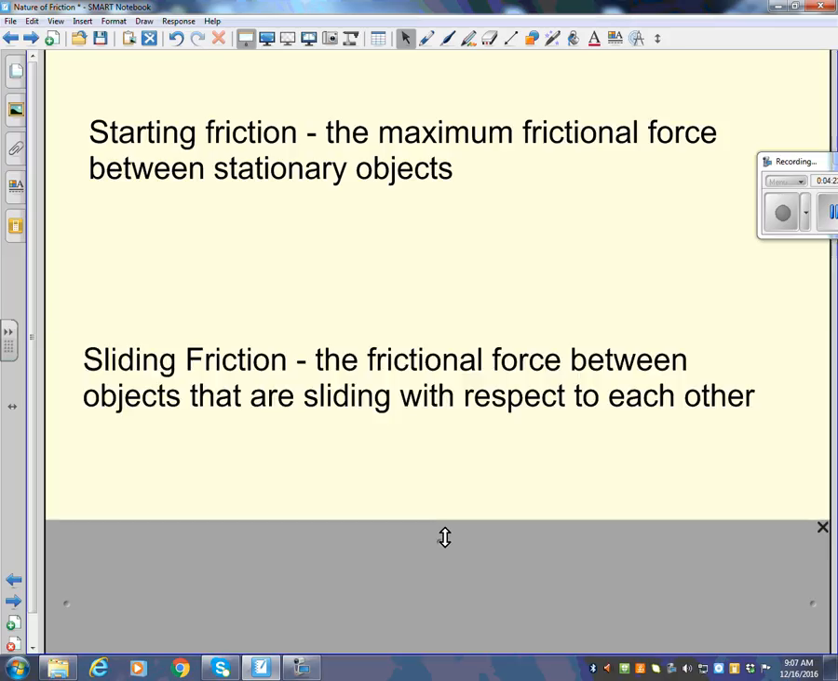Sliding friction is the frictional force between objects that are sliding with respect to each other. And there is such a thing as rolling friction, but rolling friction is fairly complicated, so we basically ignore it. Starting friction is sometimes known as static. Sliding friction is known as kinetic.